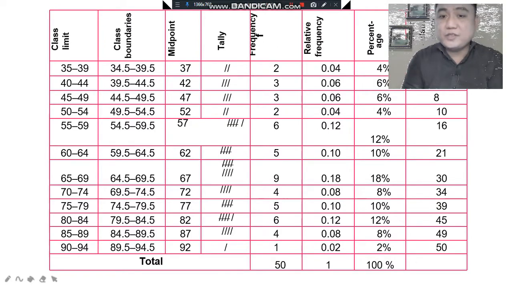As you can see, the total is 1. For the percentage, 0.04 times 100% equals 4%, until you reach 100%. Then for the ascending cumulative frequency, it is 2 plus 5 plus 3, 5 plus 3 is 8, 8 plus 2 is 10, 10 plus 6 equals 16, 16 plus 5 equals 21, and so on and so forth.